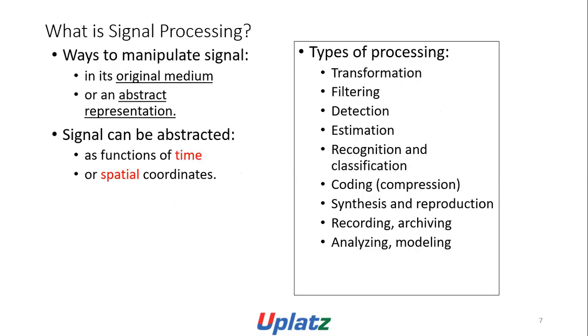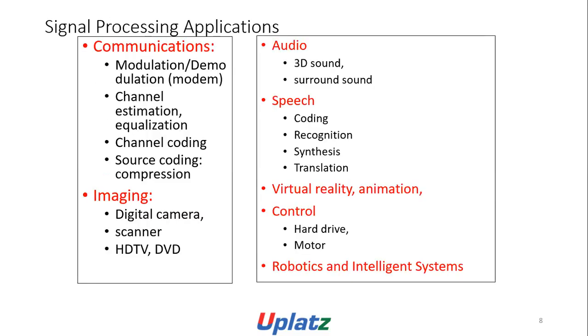What is signal processing? It is a way to manipulate a signal, in its original medium or an abstract representation. A signal can be abstracted as a function of time or spatial coordinates. Types of processing: transformation, filtering, distribution, recognition and classification, coding, compression, synthesis and reproduction, recording, archiving, analyzing, modeling.